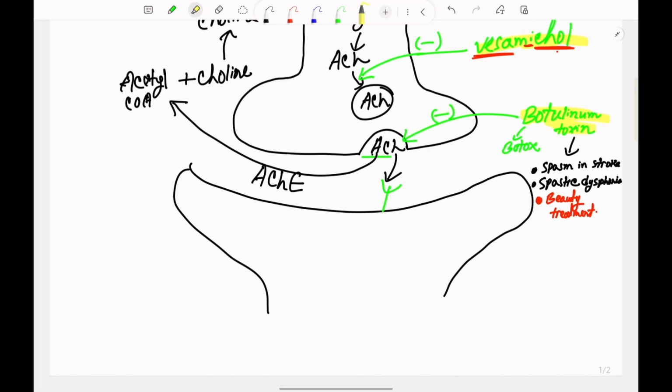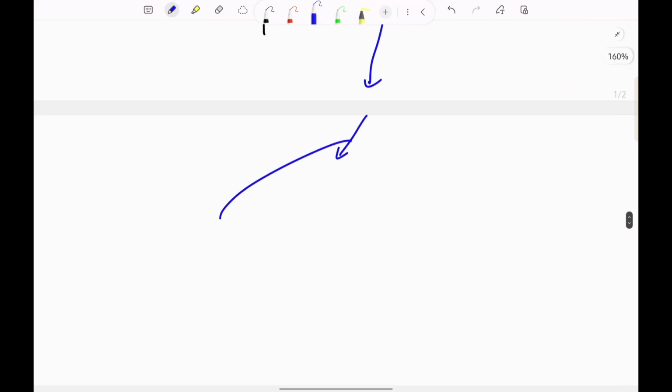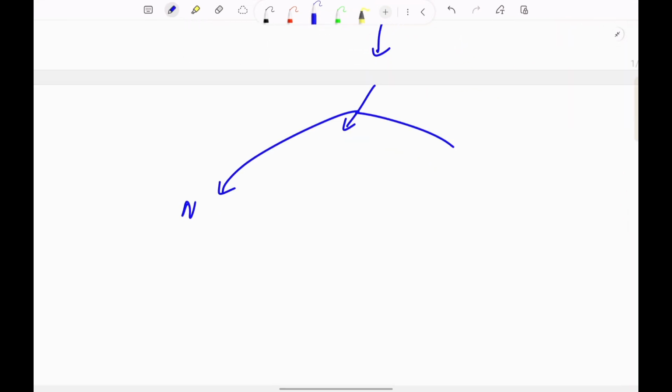Now we need to know about the receptor on which acetylcholine binds. These receptors are mainly of two types. One is nicotinic type, another is muscarinic type.